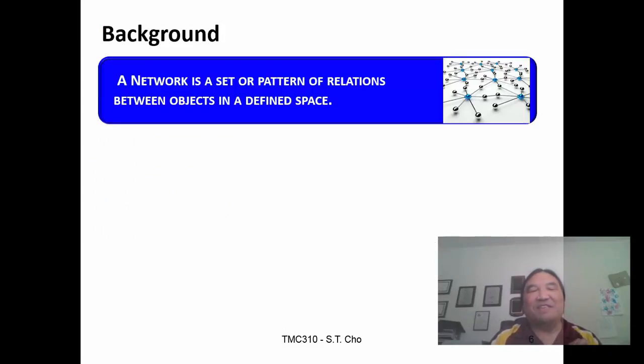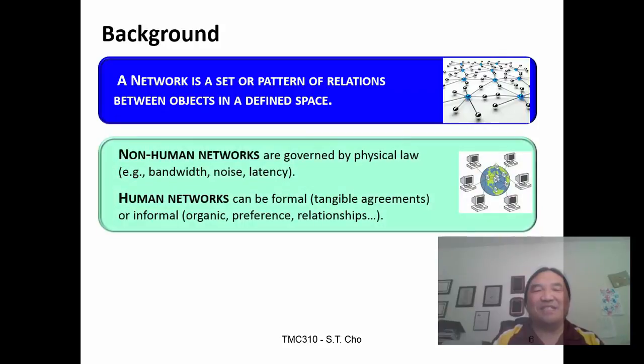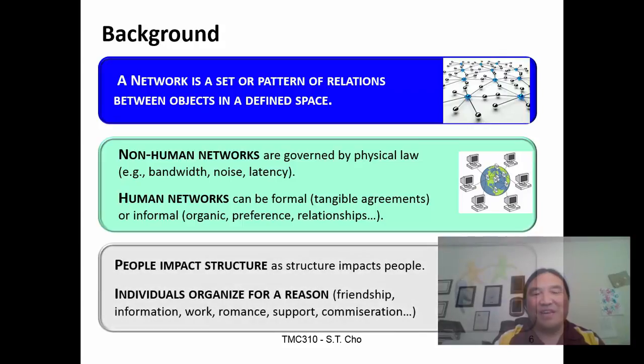So what is the definition of a network? A network is a set or pattern of relations between an object and a defined space. Non-human networks are set by physical law, like the speed of electrons, what your connections are, and how much noise you have. Human networks can be formal or informal, meaning maybe you form relationships, or they just happen to create and grow on their own. They're organic. People impact structure as much as structure impacts people.